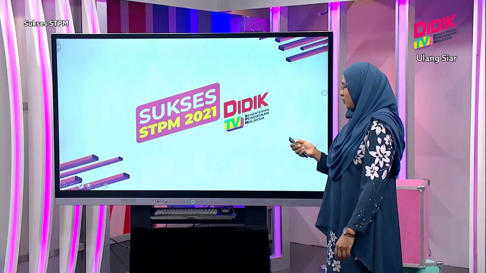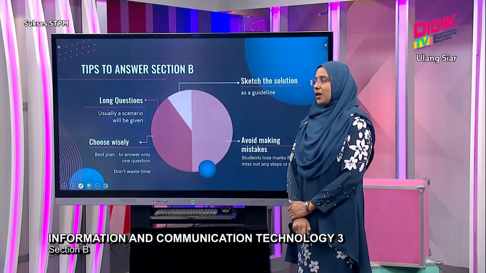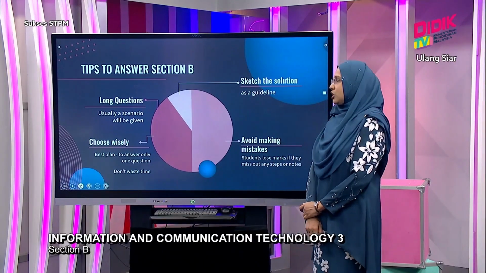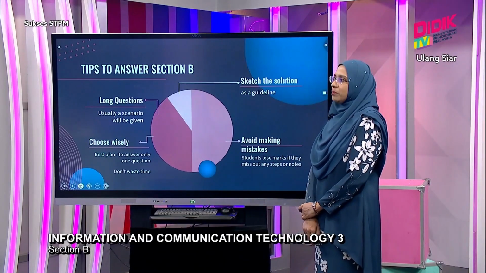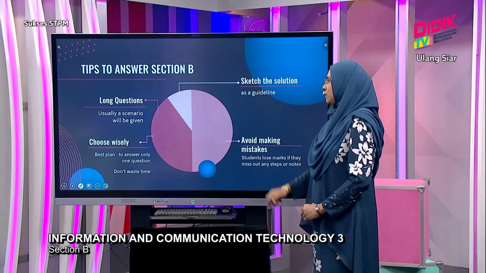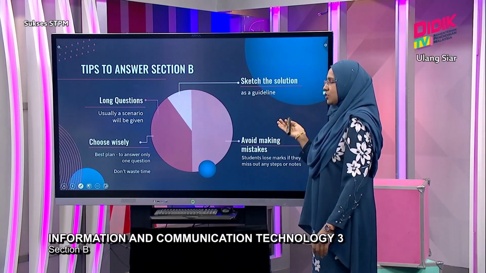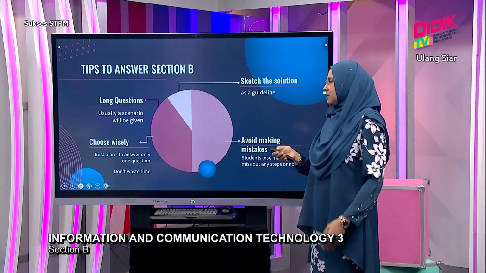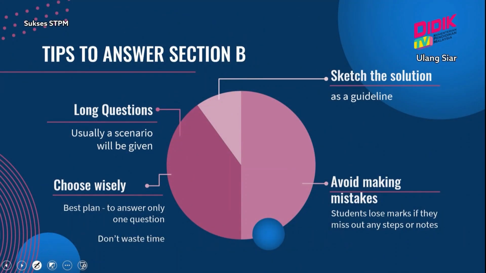Okay, now I will show you some tips and strategies in answering section B. Alright, so for section B, okay, the question will be long question. Usually scenario will be given because student will be tested how to analyze question, how to synthesis and apply. So they will be given a scenario. Okay, so when they give scenario, please sketch. Okay, you sketch on your paper, okay, the sample answers, and then choose wisely which one to answer, question number 6 or question number 7.